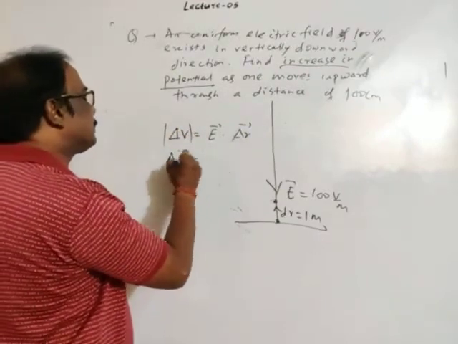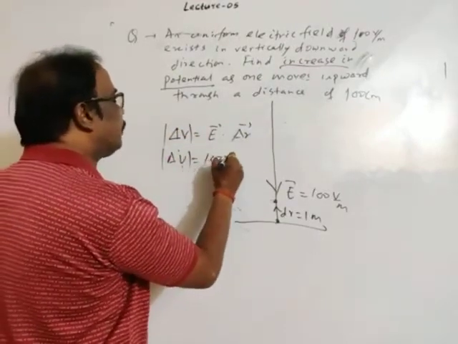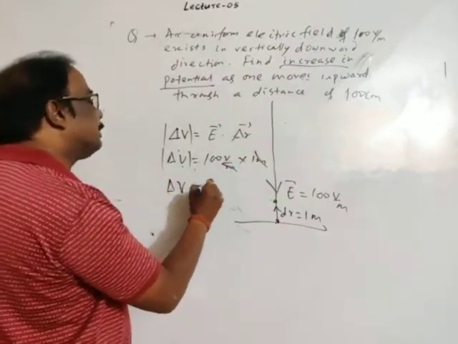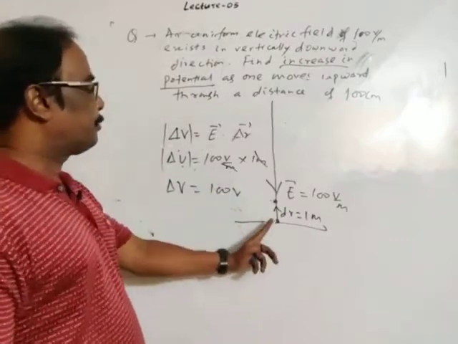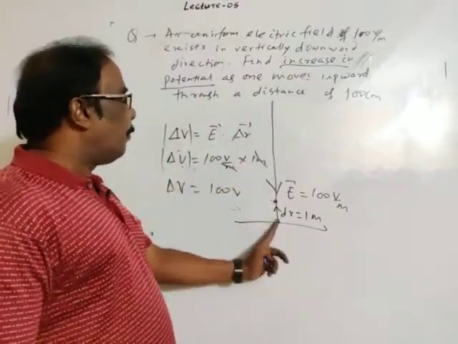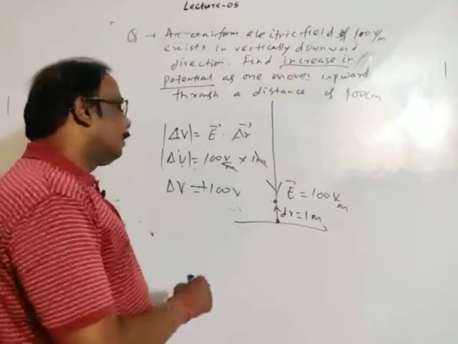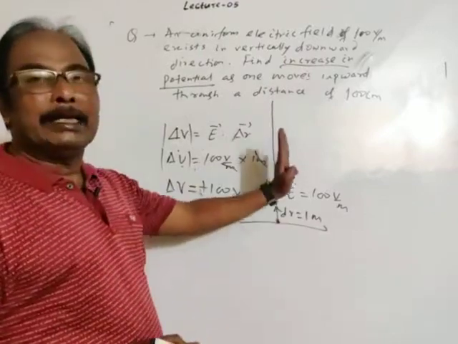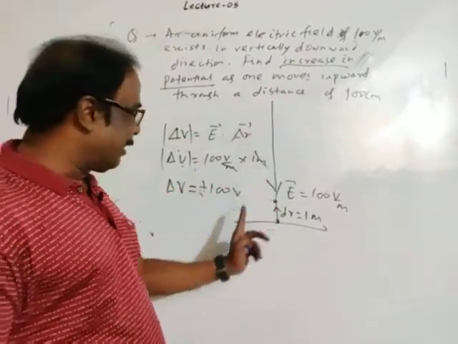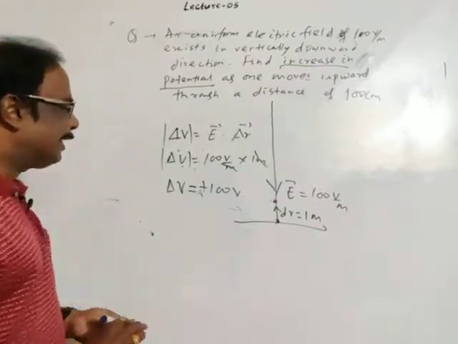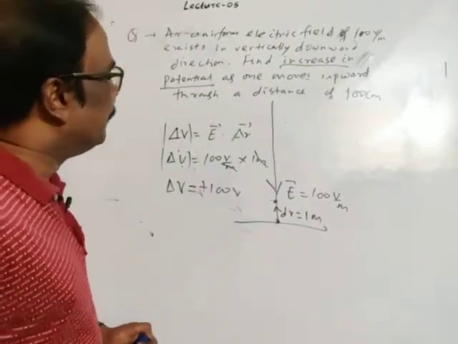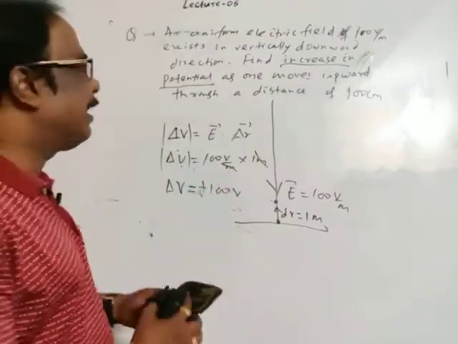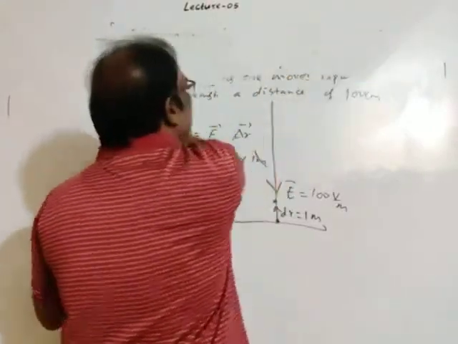So potential difference is, electric field is 100 volt per meter and distance is 1 meter. Meter gets cancelled, so potential difference is 100 volt. But as we move opposite to the direction of electric field, the potential difference is positive, because potential increases as we move opposite to the direction of electric field. Very easy. You should just know the concept of electric potential difference. So we have applied it to a very easy question, easier than question number 2.